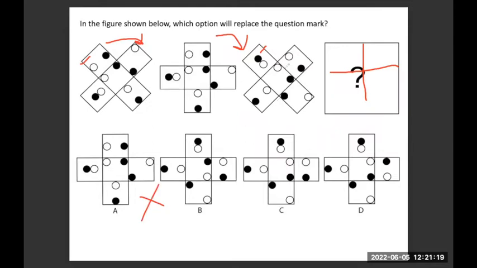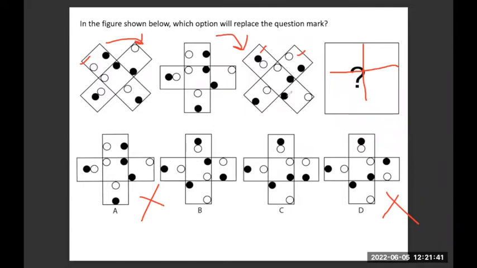Then we move to the next box, which is this, top white, bottom solid black. Top white, bottom solid black, top white, and bottom solid black. So option D is also eliminated here. Then we move to the bottom one, which is happening in both B and C the same. This one also, B and C both are same.